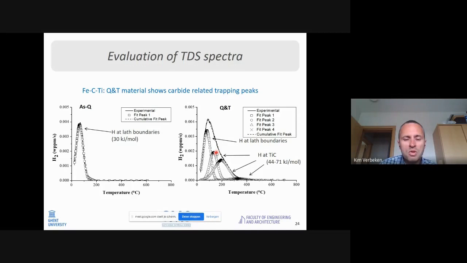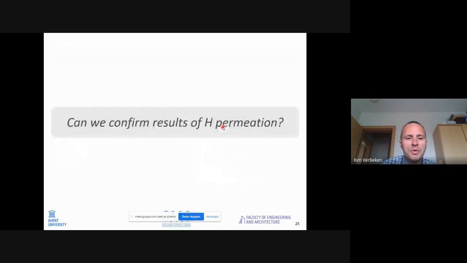And this is what we also have seen in the permeation test on the diffusion coefficient, that these additional peaks and the effect that titanium carbide can trap the hydrogen are actually responsible for, on the one hand, slower diffusion, on the other hand, more peaks in our TDS spectrum. So this was after 1 hour of tempering.